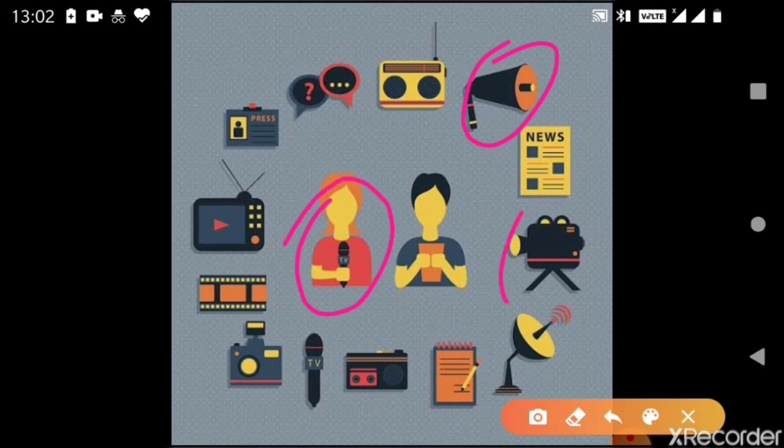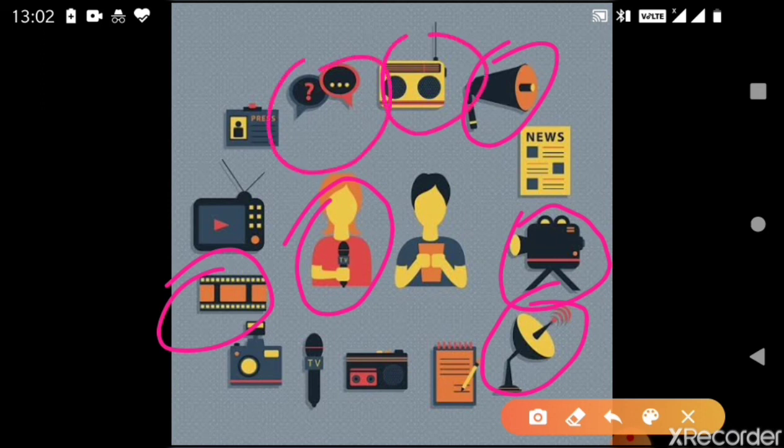This is, you can see, video camera which is used to shoot. Then this is film roll. This is satellite through which the signals are sent. Radio is there. They are all social networking sites. So these are again some means of communication.